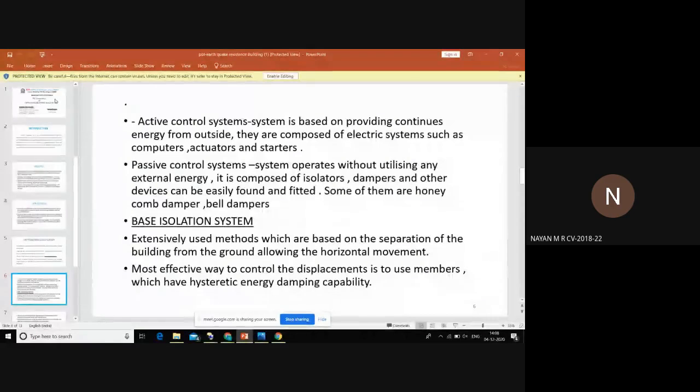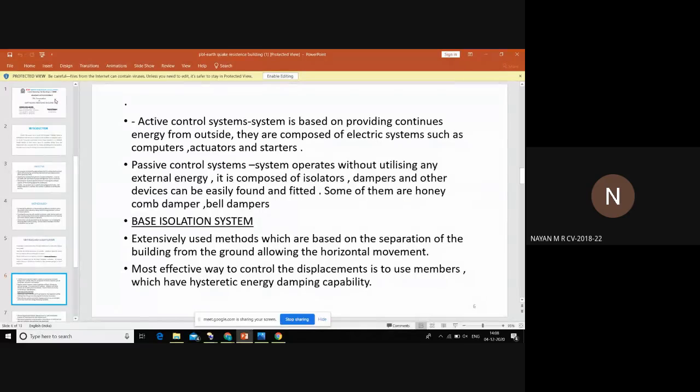Good afternoon, everyone. My friend already explained about the active and the passive system. Now we will discuss base isolation system. Base isolation systems are passive control systems. These are the external type of system. We will not use any external energy here. So these are generally placed in the foundation.